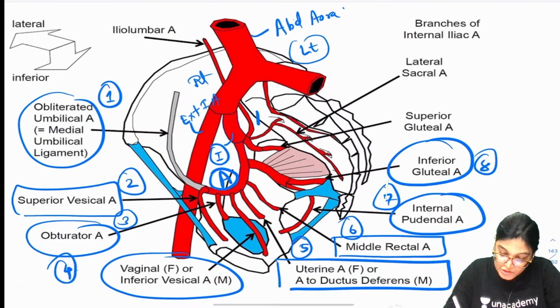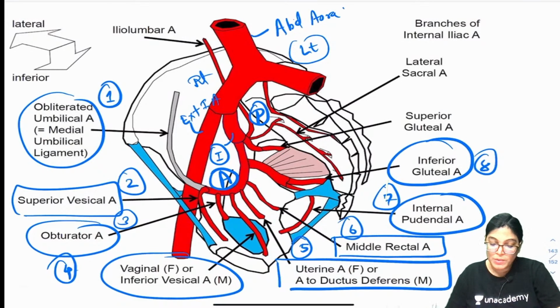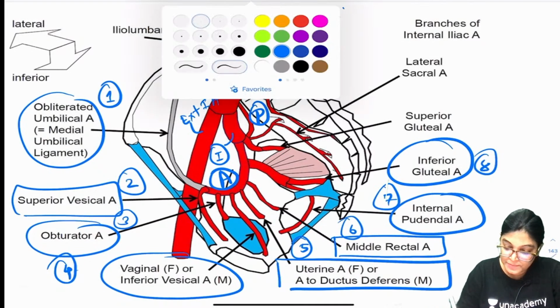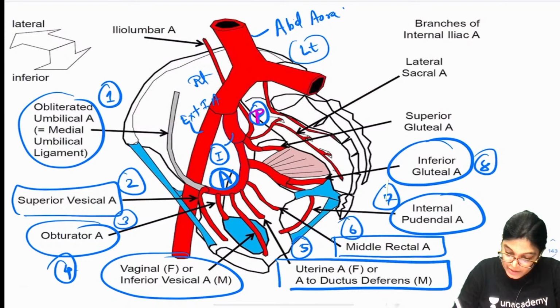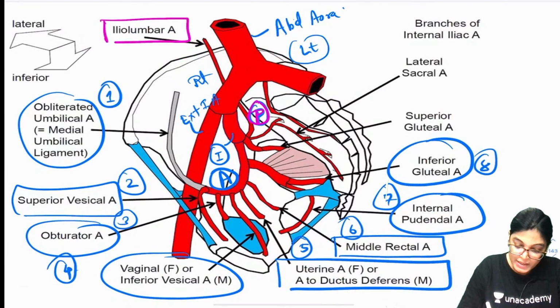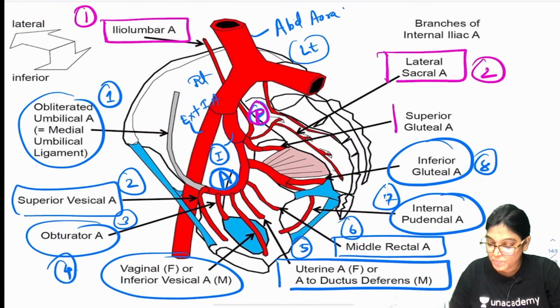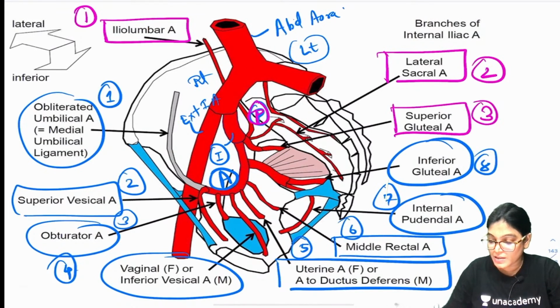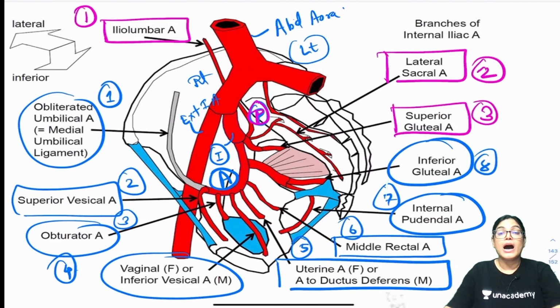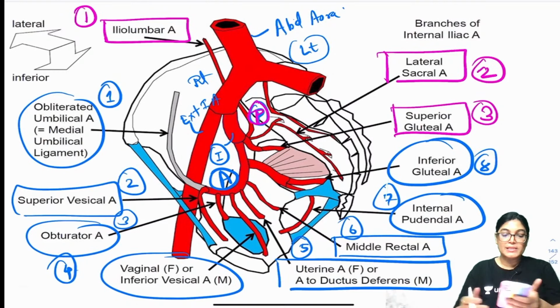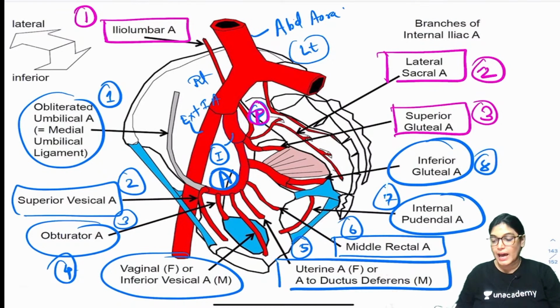From the posterior division, I am writing here P. From the posterior division, there are just three branches: iliolumbar artery, lateral sacral artery and superior gluteal artery. These three branches are from the posterior division of the internal iliac artery. So is it okay? A quick revision of internal iliac artery branches, is it clear?